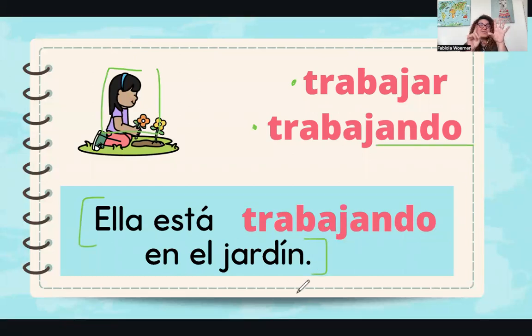So here we have 6 words. Ella, which is our pronoun. Está is our verb to be. Our next verb is trabajando with our ing or ando ending. And where is she working? ¿Dónde? En el jardín, in the garden.